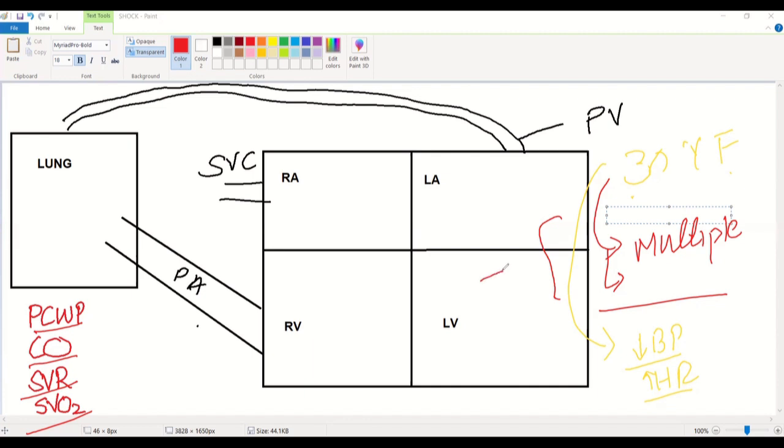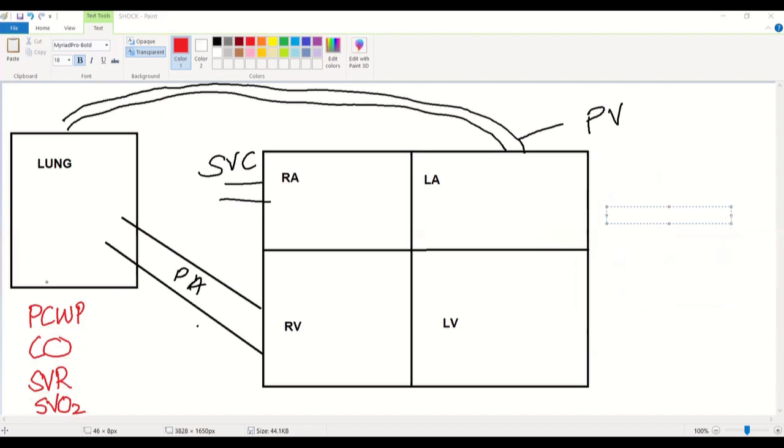What happened in the hypovolemic shock? Pulmonary capillary wedge pressure will increase or decrease? Decrease. What happened to the systemic vascular resistance? Increase. What happened to the cardiac output? Decrease. What happened to SVO2? Decrease, right? Okay, again a difficult one. This is very difficult.